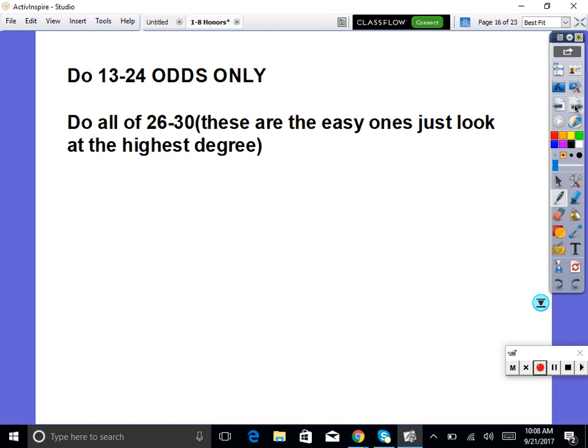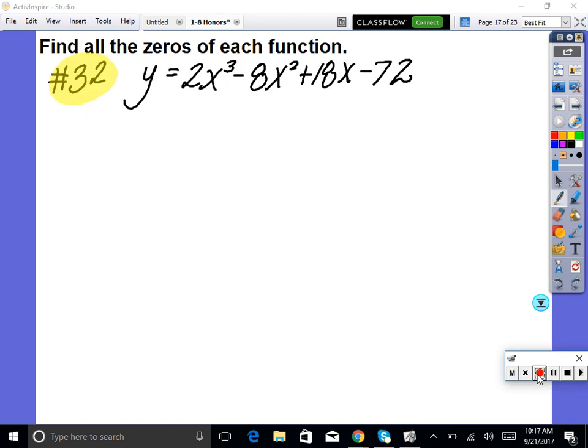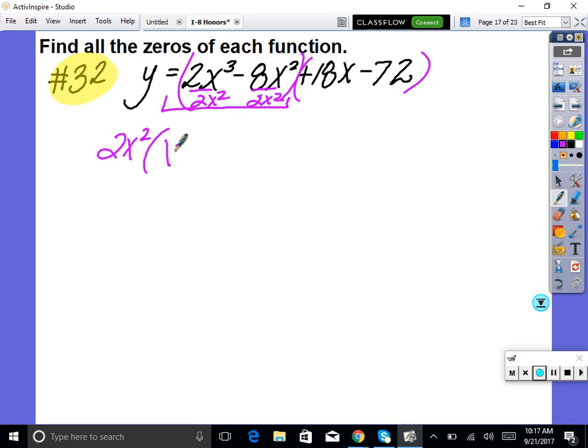Yep, on 13 to 24, odds only. That's enough practice. Find all the zeros. That just means find all the complex roots, or solve it. So let's solve using the most appropriate method. Shouldn't we try factoring by grouping? So let's factor by grouping. Pull out 2x squared, am I right? So then left is x minus 4. Let's pull out a positive 18 if possible. And voila, it works, luckily.